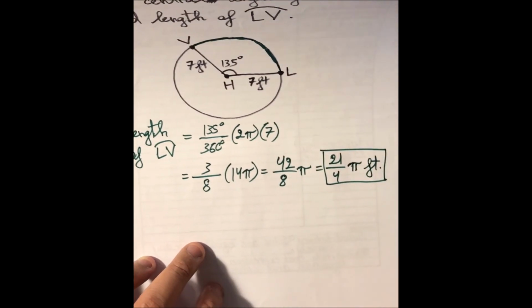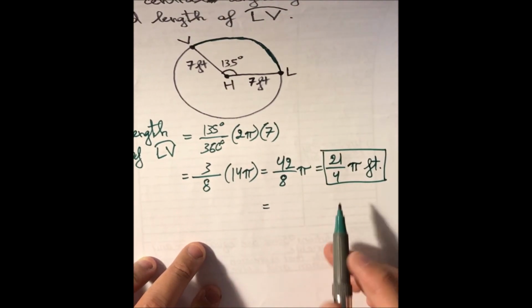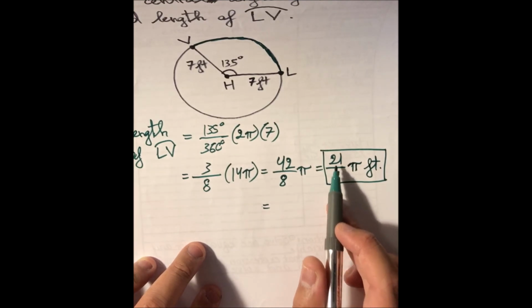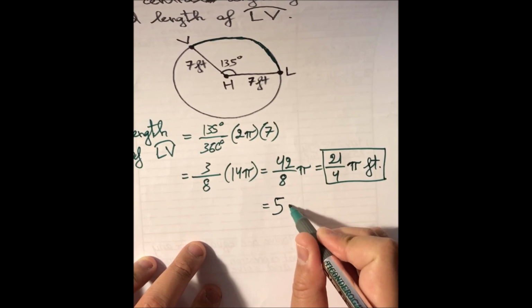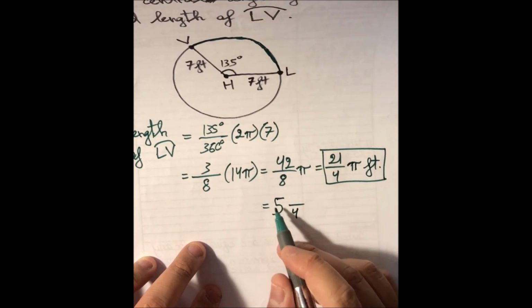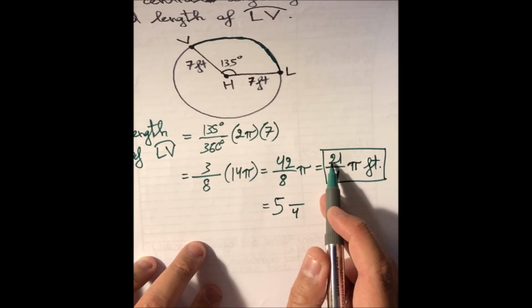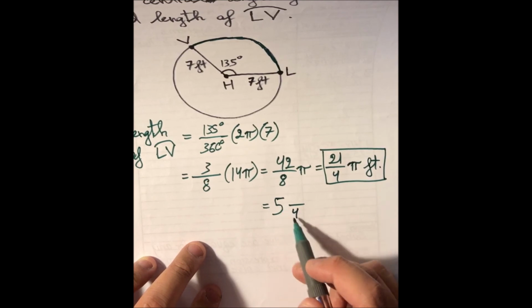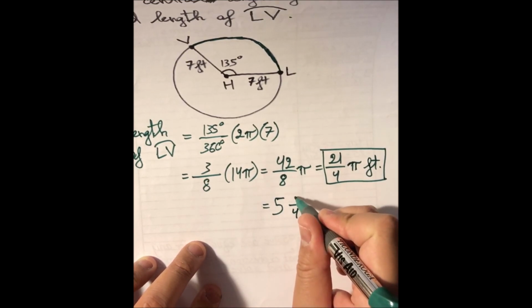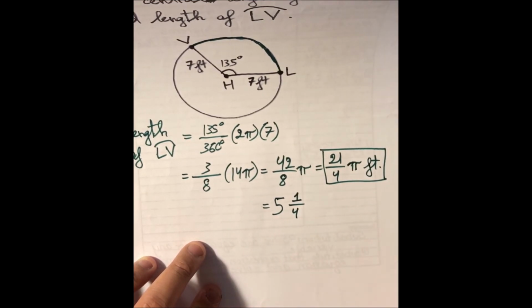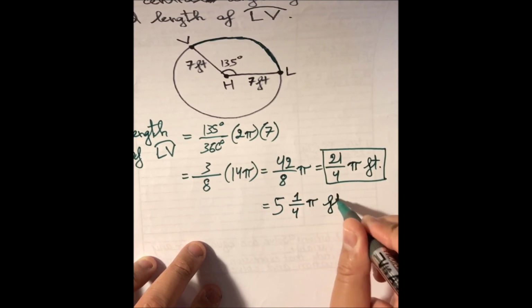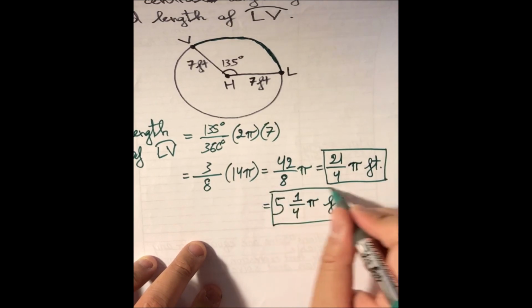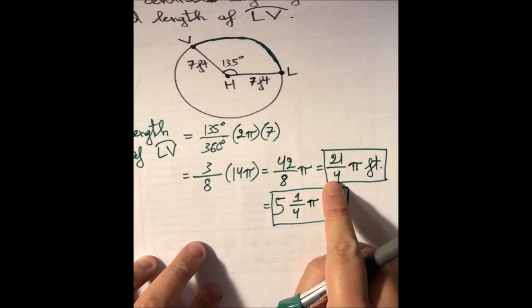this minor arc. And if you want to convert it into a mixed number, just recognize the fact that 4 goes into 21 a maximum of 5 times. Keep the denominator 4. 5 times 4 is 20, and the numerator 21 minus the product 20 is going to give us the remainder of 1, and then pi feet. This is equivalent to this improper fraction.